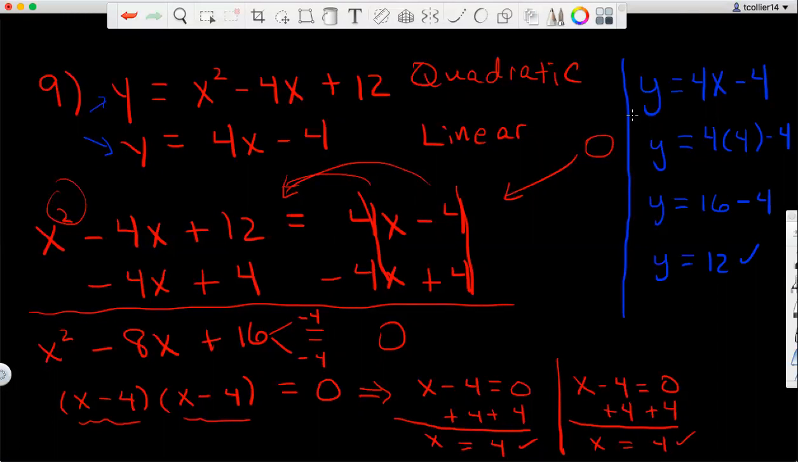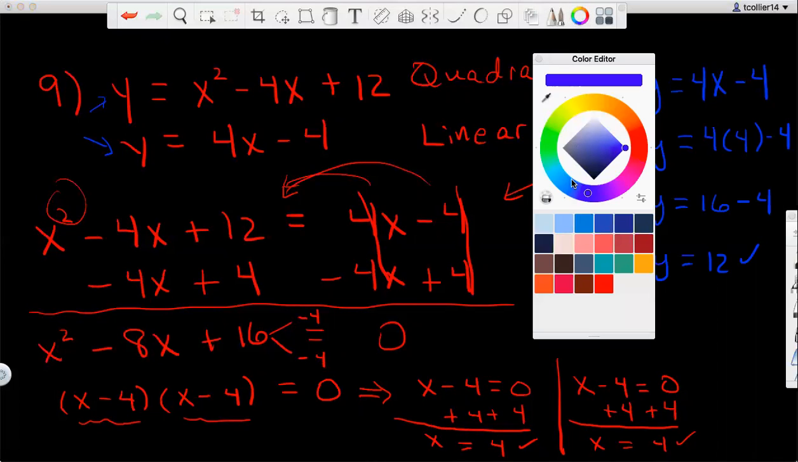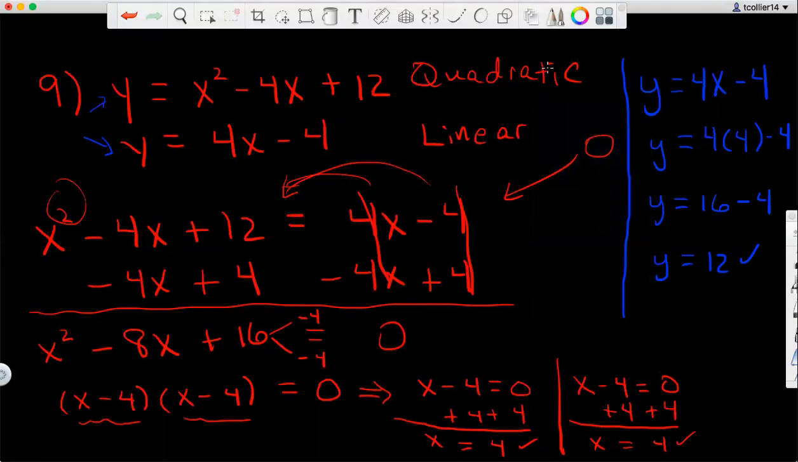So now I can set up an ordered pair. And what I want to do with my ordered pair is I always want to make sure that I put the x coordinate first and the y coordinate second. So I'm going to have x comma y, x is 4, y is 12. That's going to be my solution set. Just 1 point.